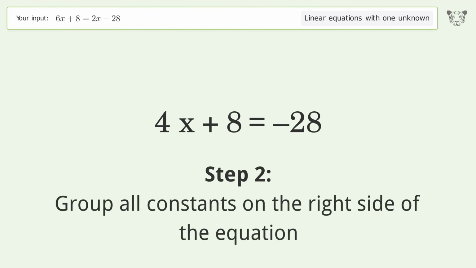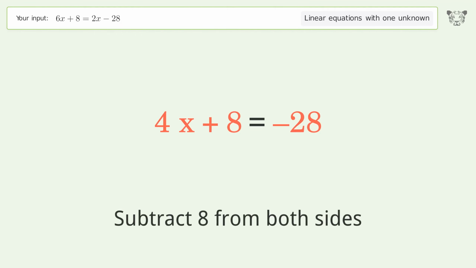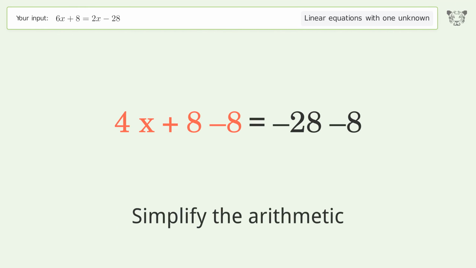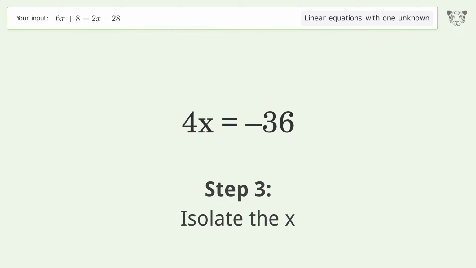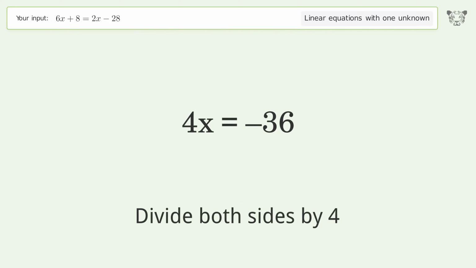Group all constants on the right side of the equation. Subtract 8 from both sides. Simplify the arithmetic. Isolate the x. Divide both sides by 4.